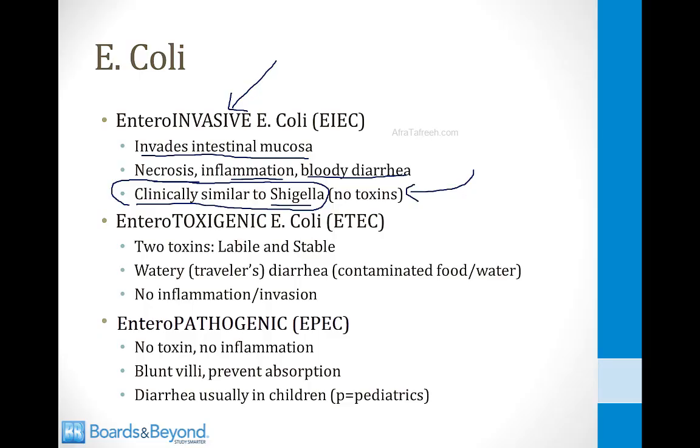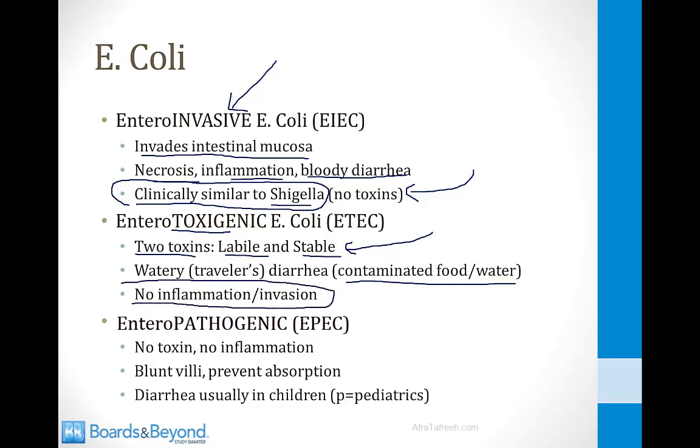Enterotoxigenic E. coli produces 2 toxins, just like the name says, it's toxigenic. They're called heat labile and heat stable toxin, and I talk about these in detail in the module on virulence. These cause a watery diarrhea, classically in people who have traveled to an underdeveloped country and consumed contaminated food or water. So if someone goes to Mexico and comes back with watery diarrhea, what they have is enterotoxigenic E. coli, and there's no inflammation or invasion here. That's why it's a watery diarrhea and not a bloody diarrhea.